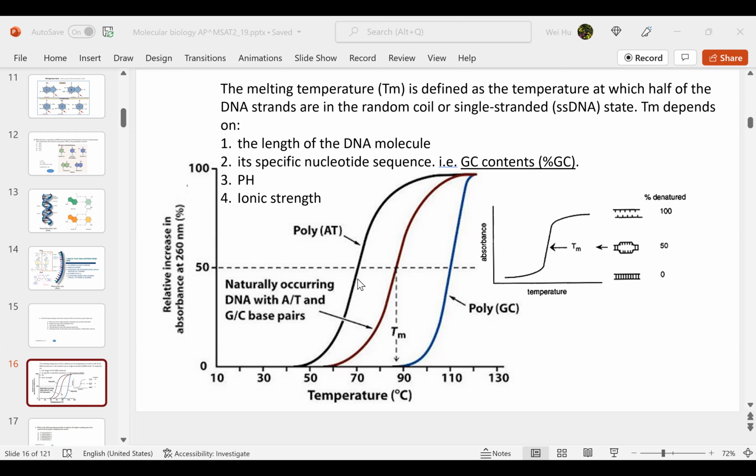Remember this concept: GC pairs are more strongly bonded because they have 3 hydrogen bonds, so you need more energy to break them up. Okay, now let's check your concept.